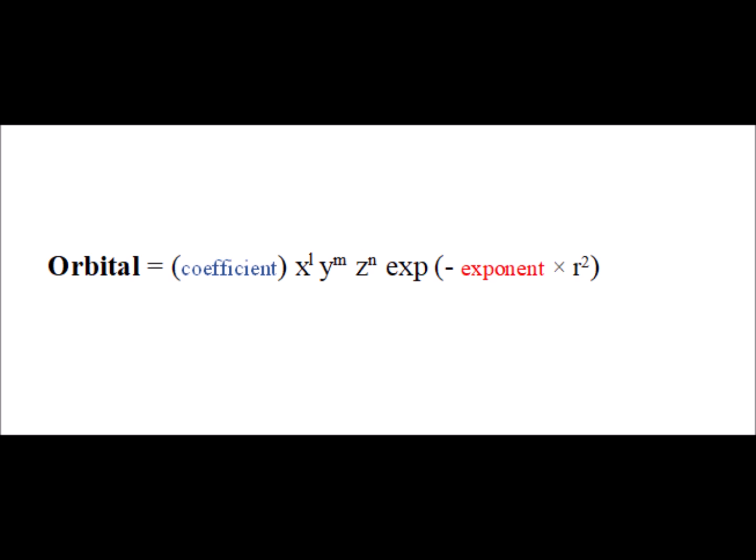Each of these expressions is commonly known as a Gaussian. An orbital can consist of just one Gaussian or a linear combination of Gaussians.